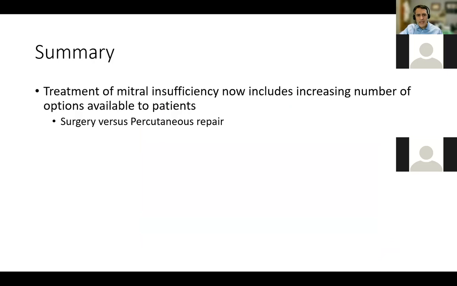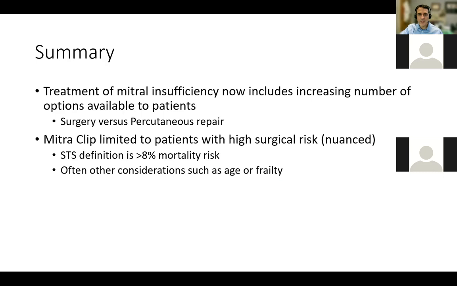So in summary, I think treatment of mitral insufficiency now includes an increasing number of options that are available to patients, and really trying to judge whether surgery versus percutaneous repair should be considered. MitraClip is limited to patients of high surgical risk, but this is nuanced. The STS definition for high surgical risk is in the range of 8 to 10% mortality risk based on an STS score.